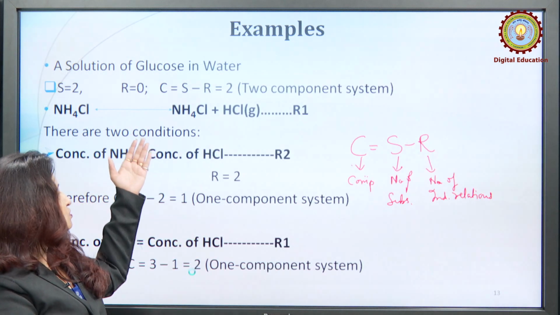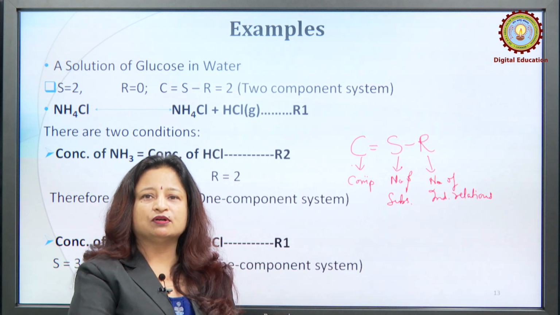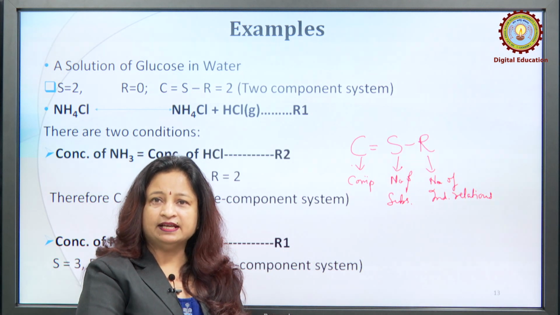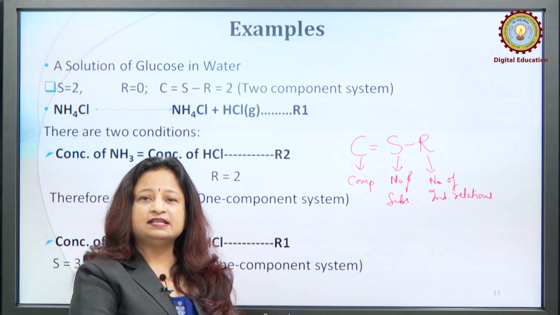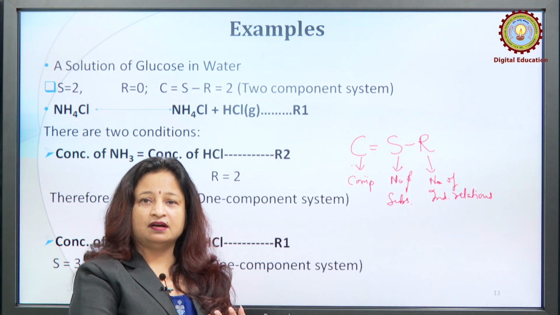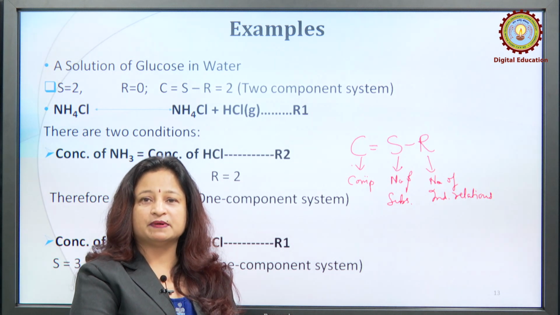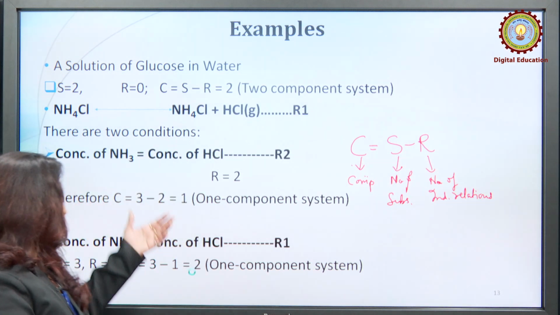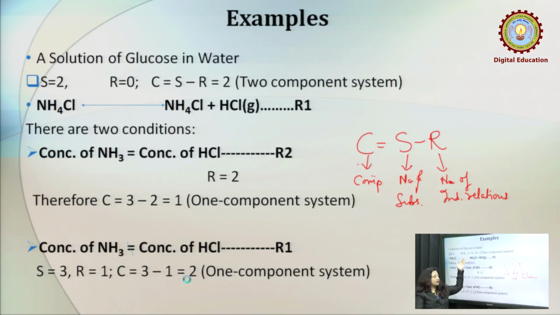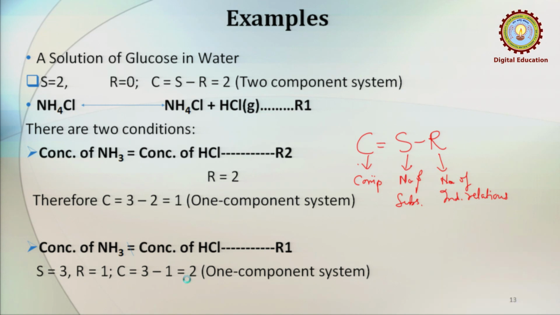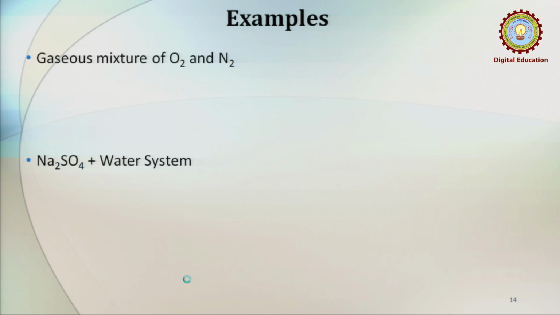In this particular case also we can very easily find out: ammonium chloride ionizes into ammonia and HCl. So, the relationship is 1. So, substances are 3, and in that way C is equal to S minus R, 3 is the number of substances, R is 1, so the number of components becomes 2, right. If the concentration of ammonia is equal to the concentration of HCl, then the relationships will become 2. Why? This is the one relation and this is the other relationship. So, in that way the relationships will be 2, and then 3 minus 2 becomes 1. So, it becomes a one component system, right. In both the cases we can use this formula, C is equal to S minus R.